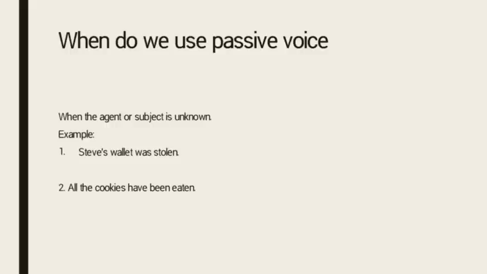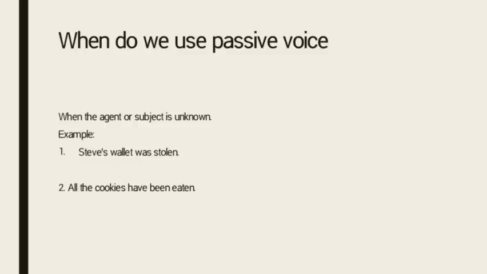We generally use active voice. So you must ask where to use passive voice. There are generally two main cases to use passive voice. Number one, when the agent or subject is unknown. Let's have a look at this example.